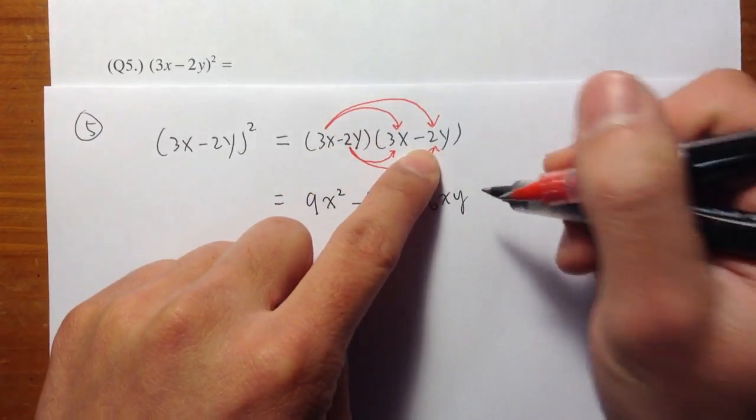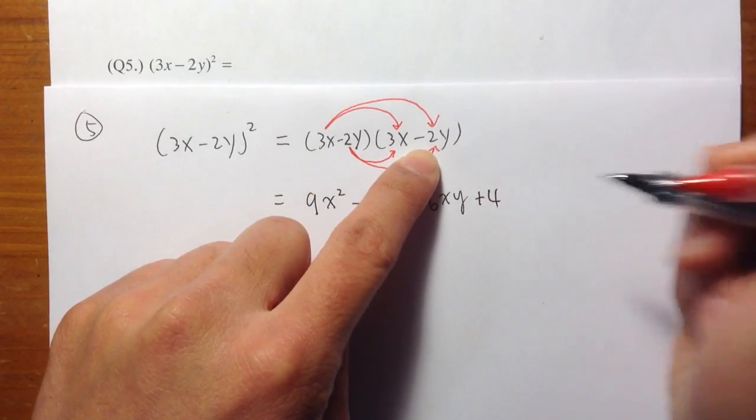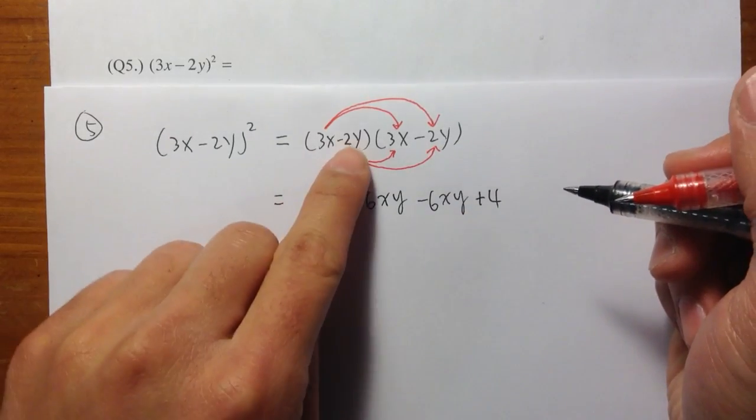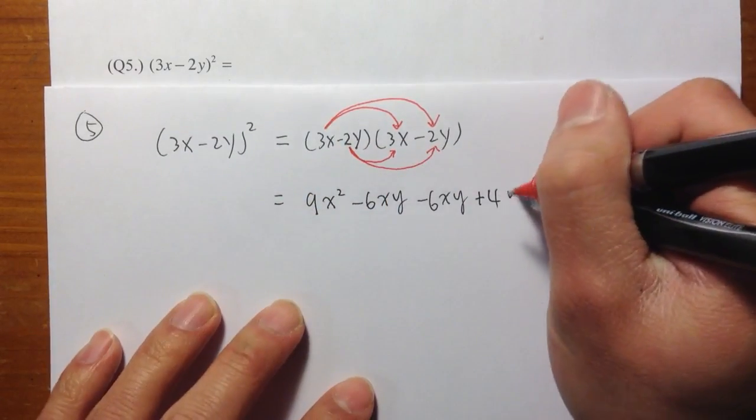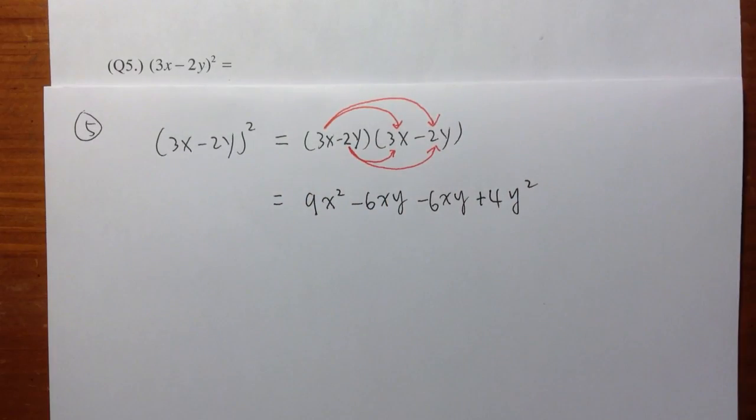Not done yet. I will take this, negative 2y, multiply by negative 2y. Negative 2 times negative 2 gives us plus 4. Positive 4, right? And then y times y, that's y squared. Y to the second power. Okay, so let's see what else we can do right here.